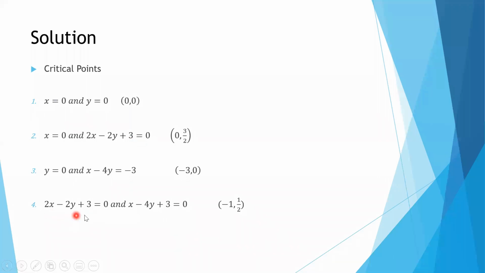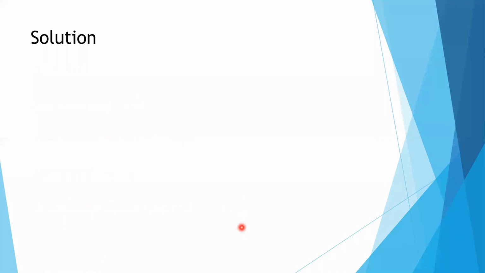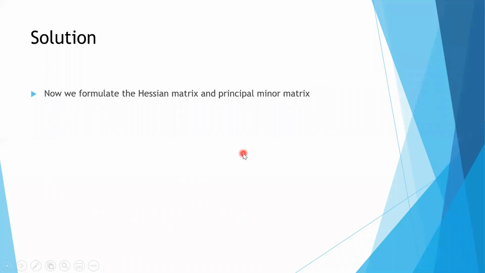2x minus 2y plus 3 is equal to 0 and x minus 4y plus 3 is equal to 0. So now if I solve them simultaneously, I get the values of x and y. So x will be equal to minus 1 and y will be equal to 1 half. So now we formulate the Hessian matrix and the principal minor matrices.